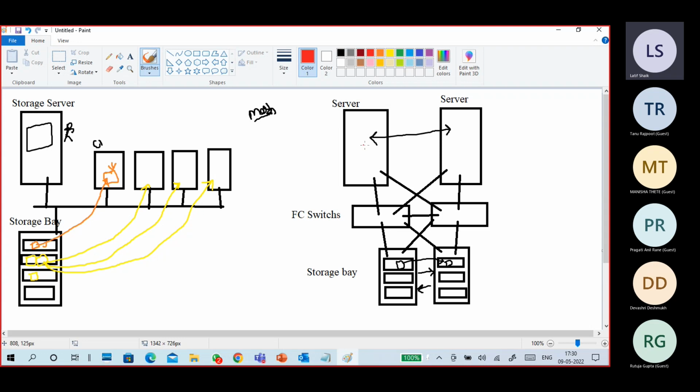What is the risk management? What are the chances of my server failure? So I should have a ready server. If this server fails, another server should give services. If this switch fails, another switch should give services. If a disk fails, another disk will give you services.